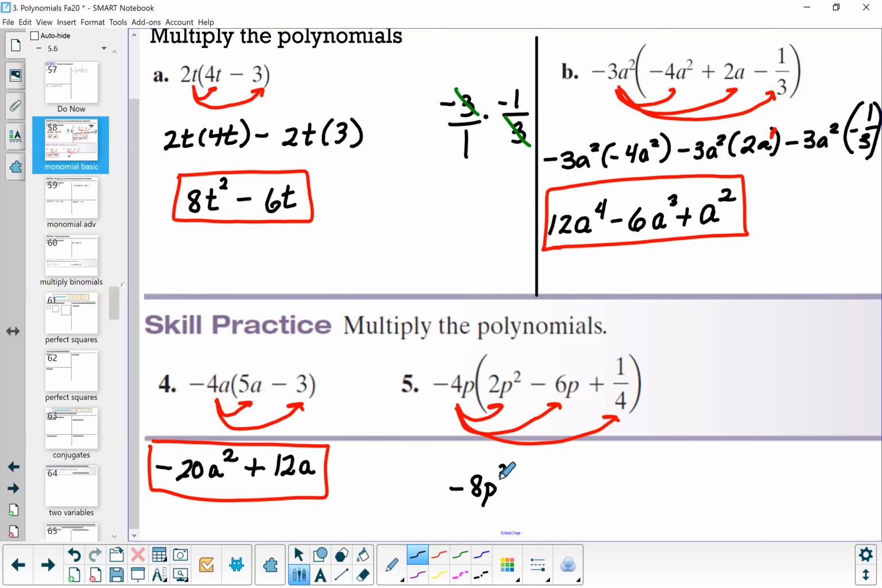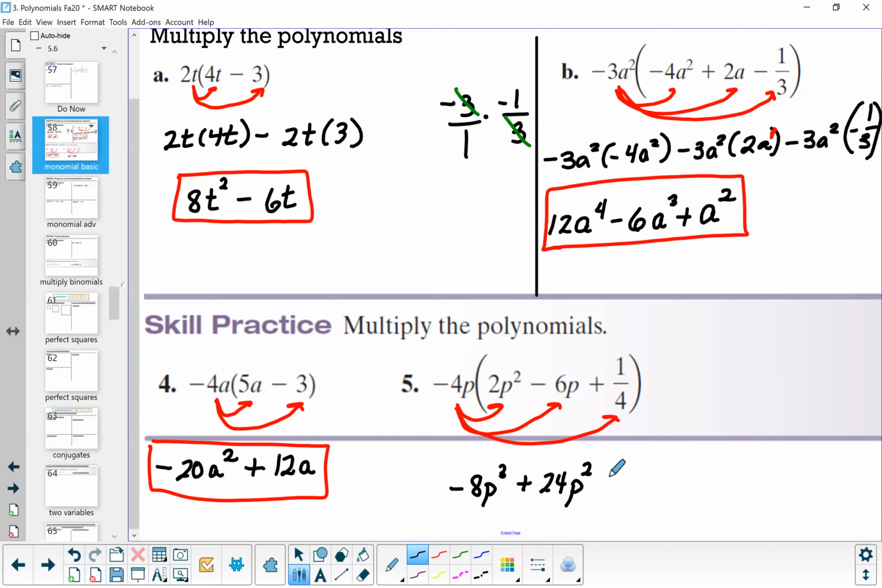All right, second, negative 4p to the minus 6p. Negative times a negative is a positive. 4 times 6 is 24. And p times p, that's p to the first power times p to the first power, which equals p squared.